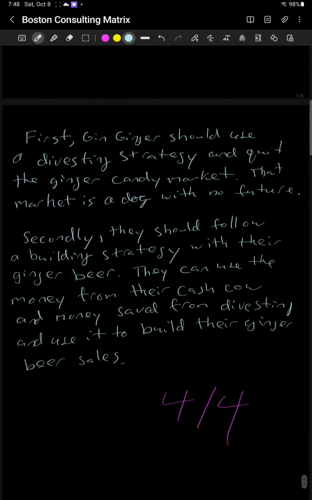This is a 4 out of 4 answer. First, Gin Ginger should use a divesting strategy. See? I say it. And quit the ginger candy market. That market is a dog with no future. Secondly, they should follow a building strategy with their ginger beer. They can use the money from their cash cow and the money saved from divesting to build their ginger beer sales. You see, I named the 2 strategies. And they get the full marks. That's what you need to do.